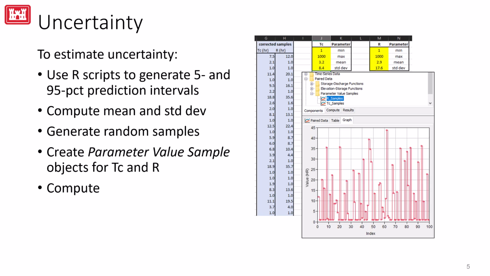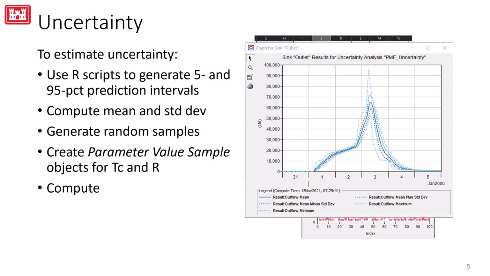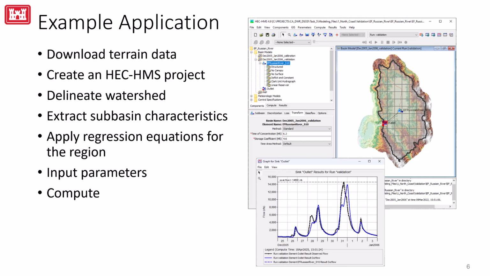Time series output at a location of interest was then generated. Within this figure, output hydrographs representing the mean, shown as the solid dark blue line, the mean plus or minus 1 standard deviation, shown as dashed dark blue lines, and minimum and maximum, shown as dashed light blue lines, are shown. An example application of these regression equations for the East Fork Russian River upstream of Coyote Valley Dam is shown here.